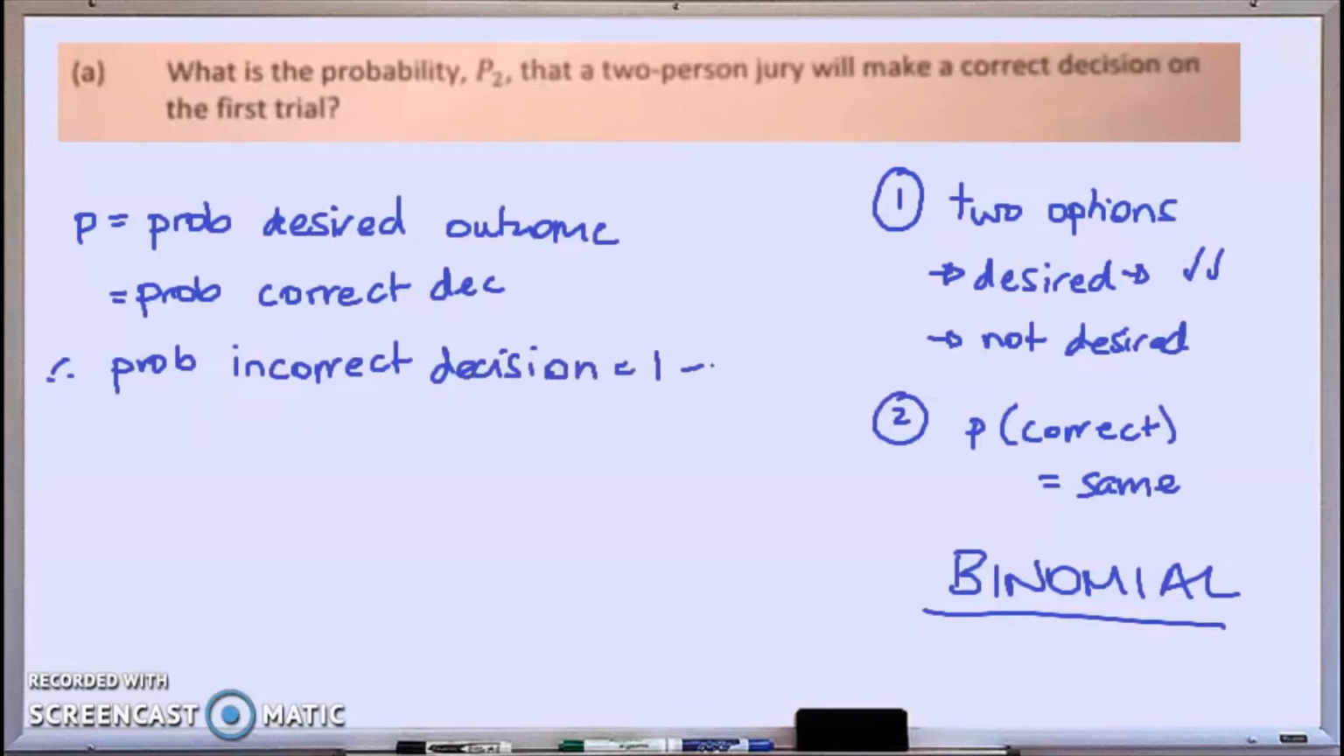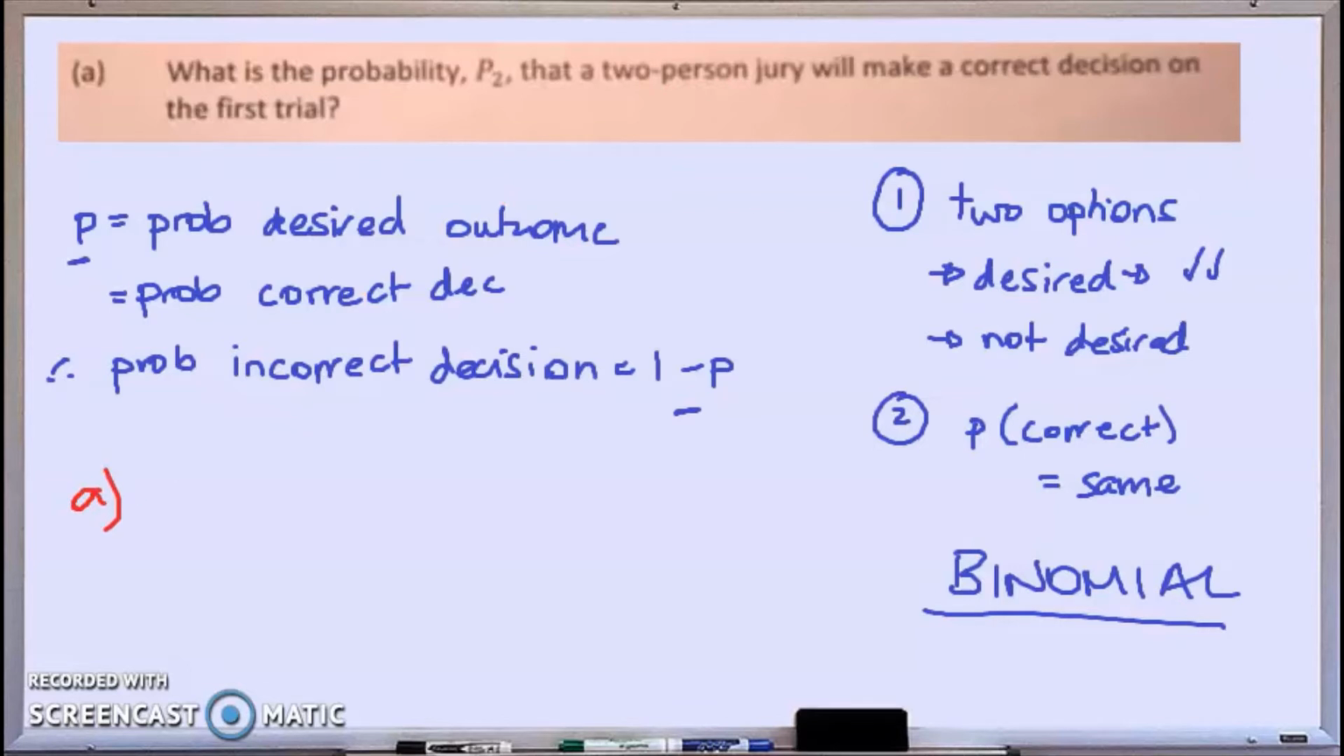is 1 minus P. So we need to consider the probability is going to be between 0 and 1, or 0 and 100%, and therefore the probability of the other option is 1 minus that. Now we know what our probability of correct and our probability of incorrect decisions are. Let's have a look at part A. Part A, it says, what's the probability a two-person jury will make the correct decision?